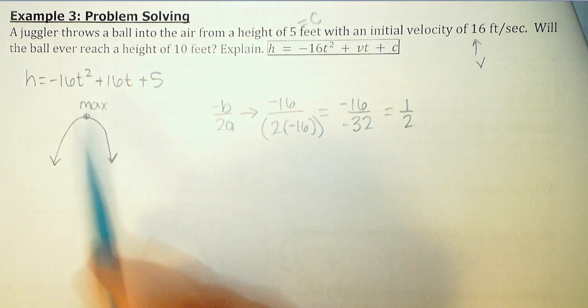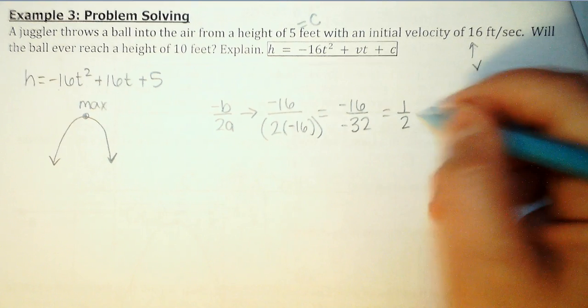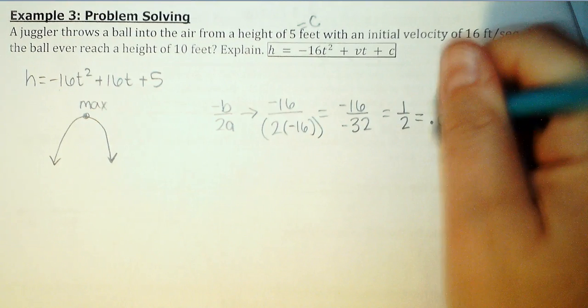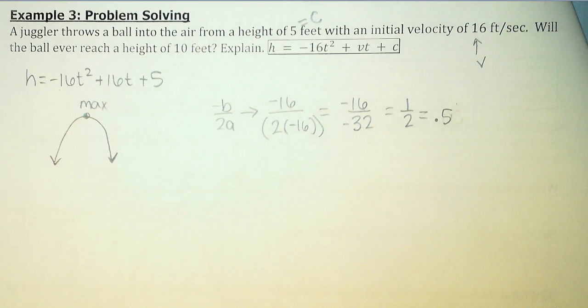So the t is the time. It's only going to take a half a second for the ball to reach its maximum height. So just want to write also real quick for us, that's equal to 0.5. So that might be a little bit easier to plug into your calculator.